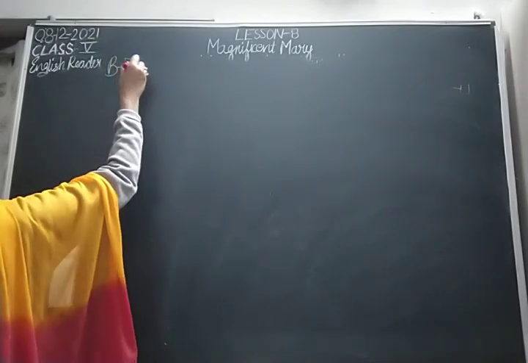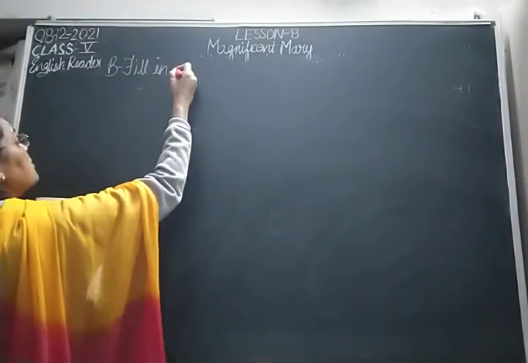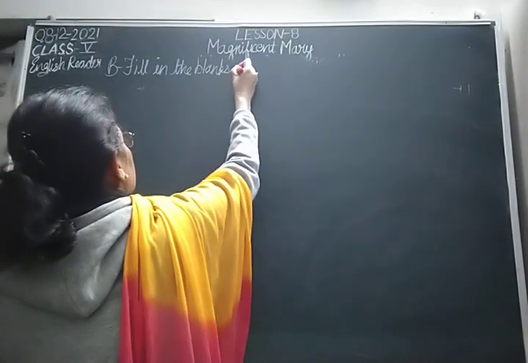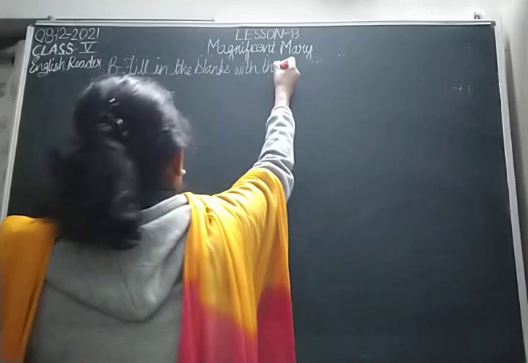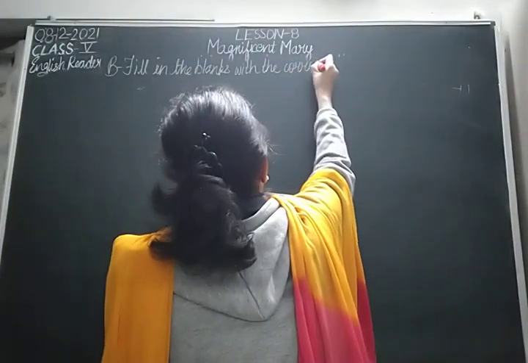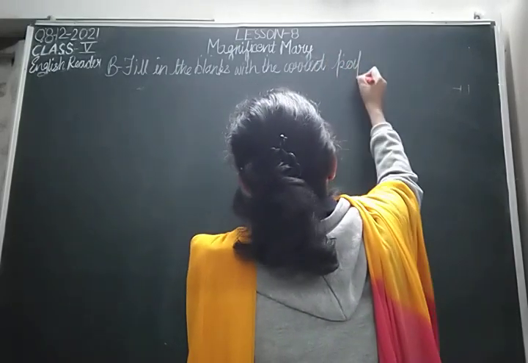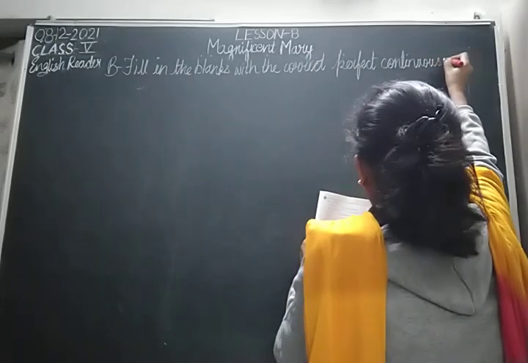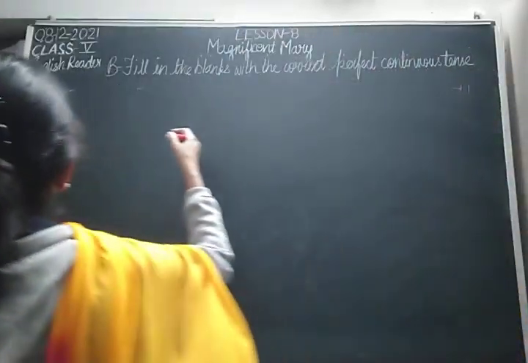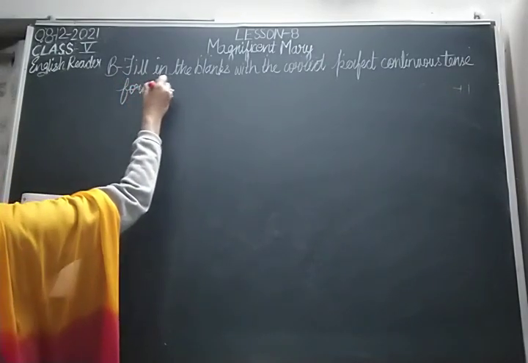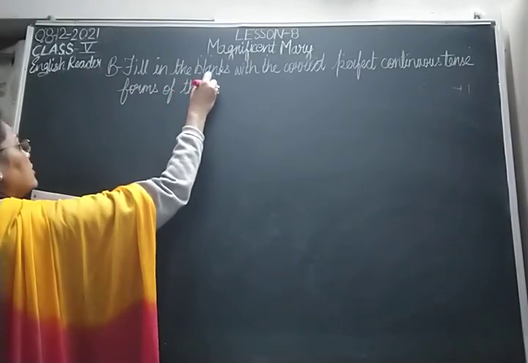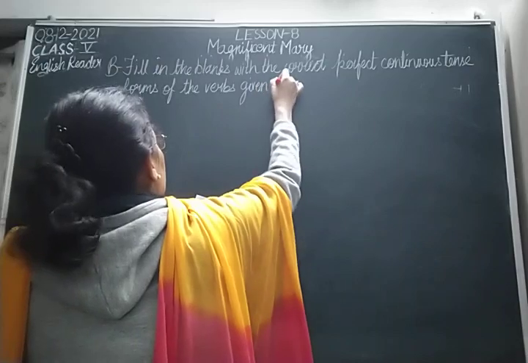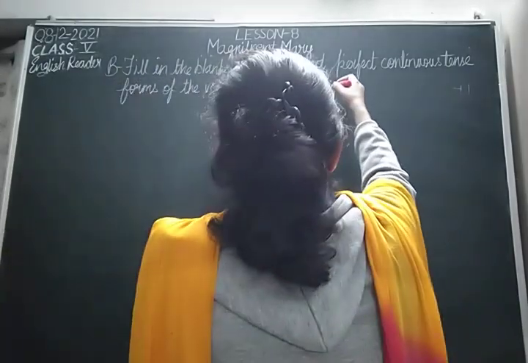Exercise B is: fill in the blanks with the correct perfect continuous tense forms of the verbs given in the brackets.